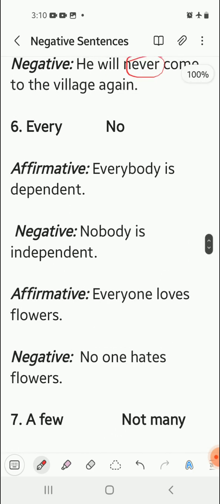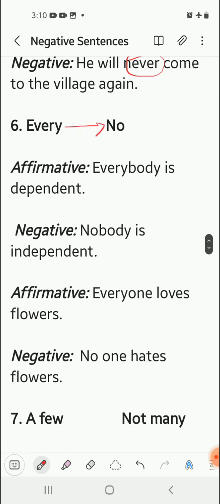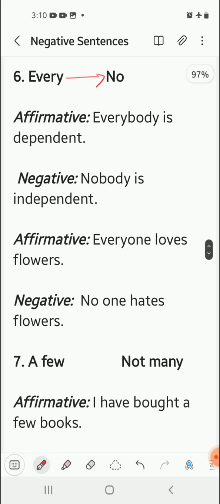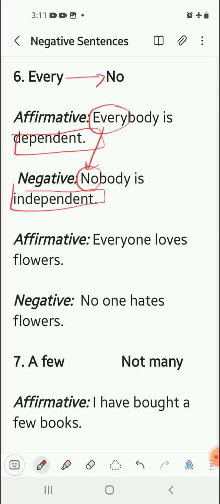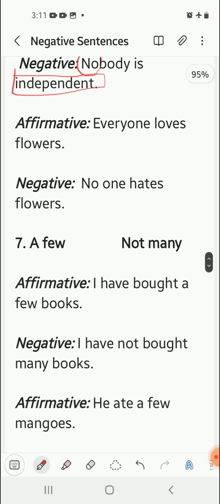Next, rule number 6. Every becomes no. See in the example, everybody is dependent. So every is there, so every will get replaced by no. So everybody becomes nobody. Everybody is dependent, now we use the opposite for dependent, that is independent. Similarly, example number 2, affirmative, we have got everyone. Again, every will get replaced by no. So everyone becomes no one. Loves flowers. So again we are going to use the opposite of loves, that is hate.